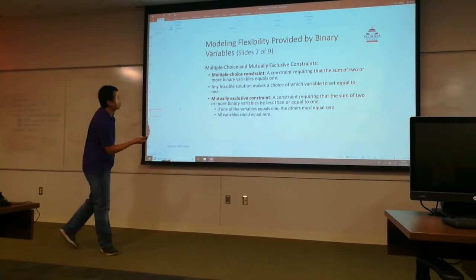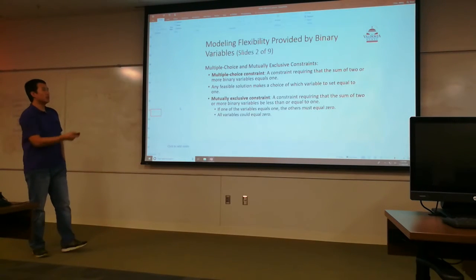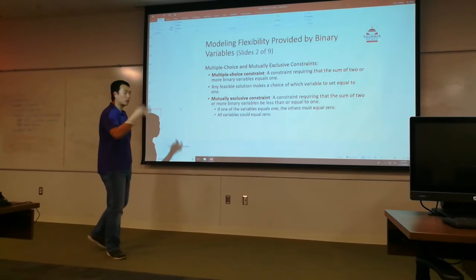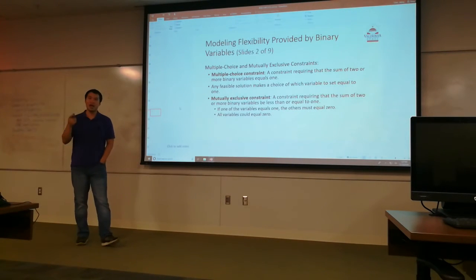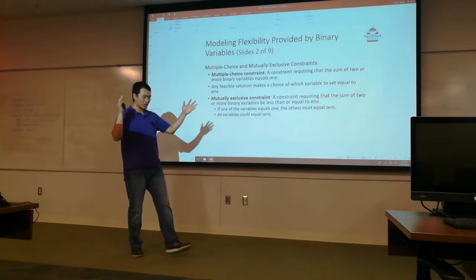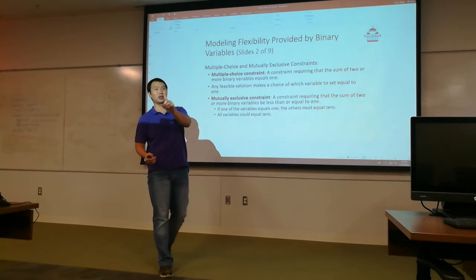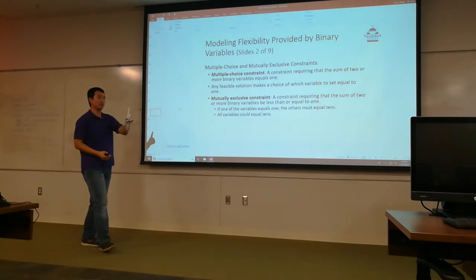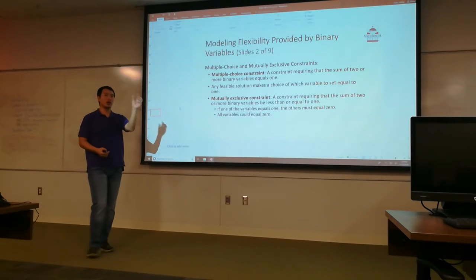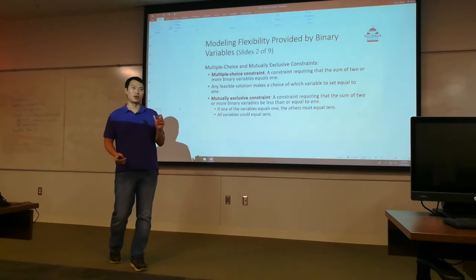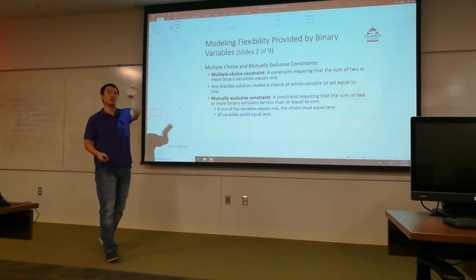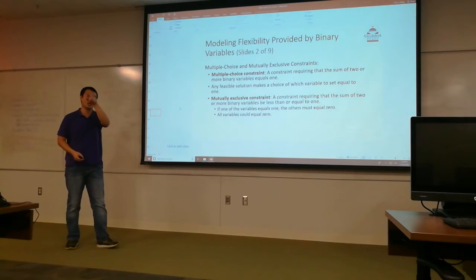So multiple choice constraints means the sum of two or more binary variables has to be one. You are given a few options, but you can only select one of them. Model each of the options as a binary variable. If you add up those binary variables together, it has to be one.